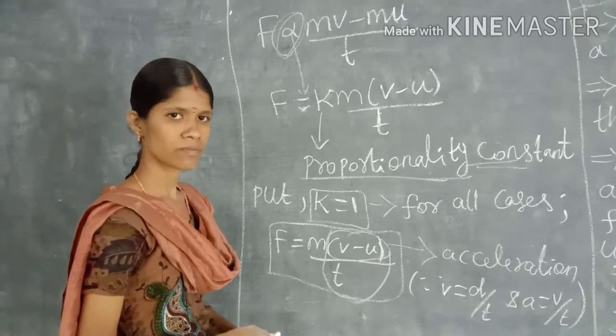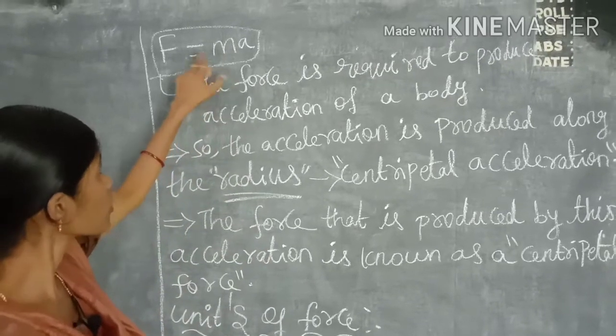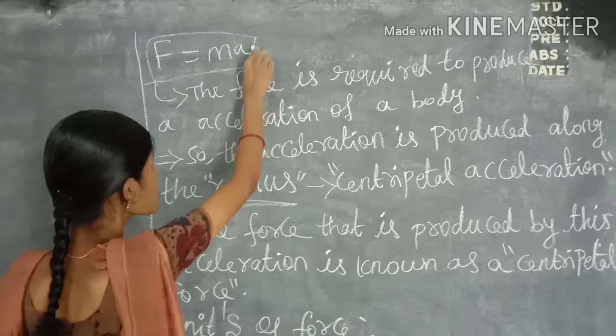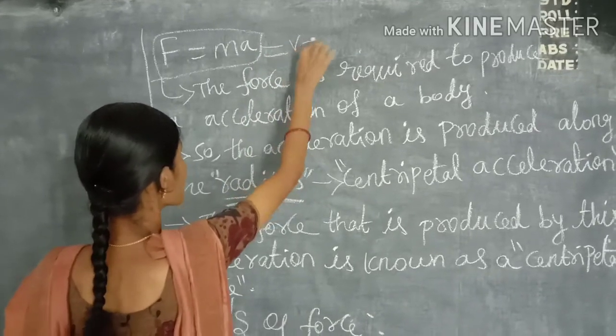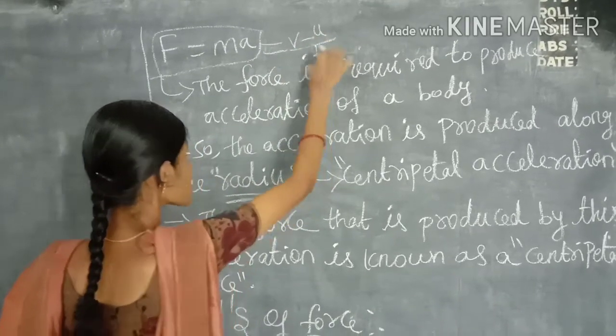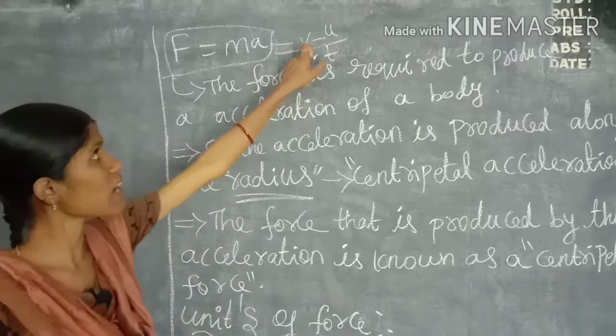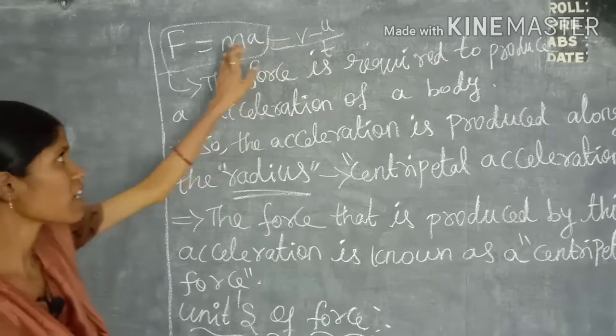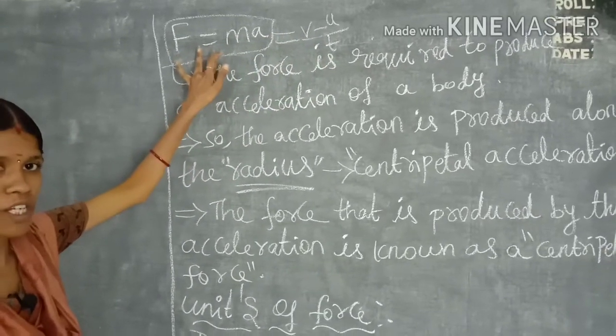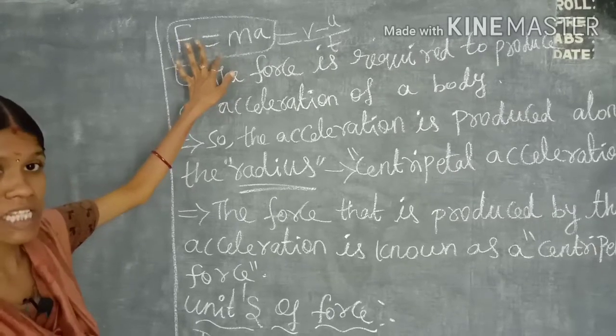Students, the formula is force is equal to m into a. This a is equal to (v minus u) by t, because acceleration is nothing but change in velocity by time. So we have the formula F is equal to m into a. This is Newton's second law.